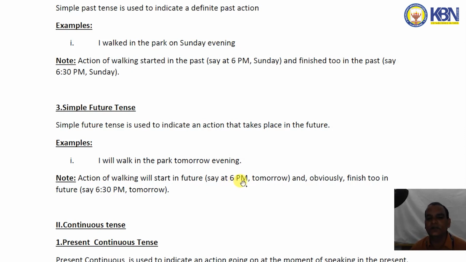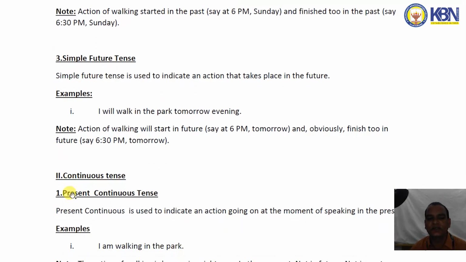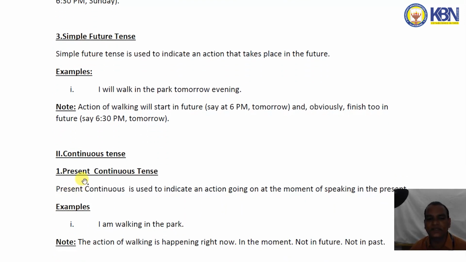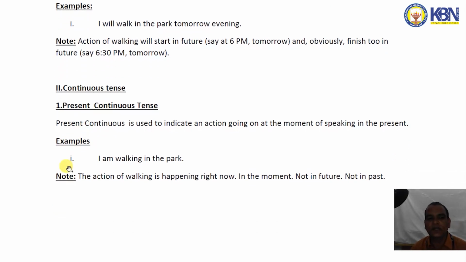It is an activity that can be performed tomorrow, say at 6 p.m. tomorrow, and obviously finish too in future itself. We can say 6:30 p.m. tomorrow. So here the future actions can be expressed in a simple future tense. Then let us go to the next tense, that is continuous tense. So in continuous tense, there is one tense that is most important that we should follow, that is present continuous tense. Here the usage of the present continuous tense is given.